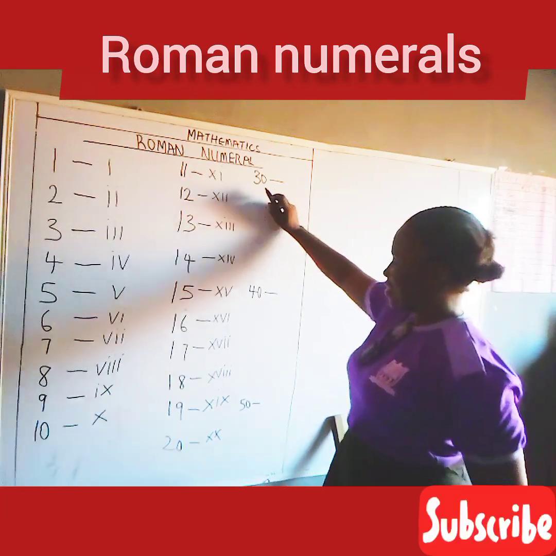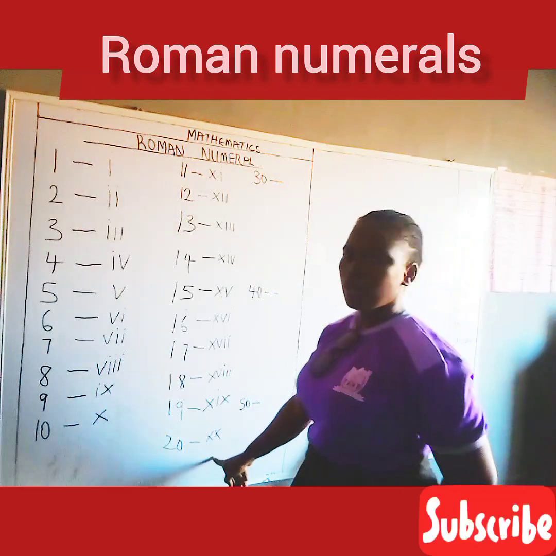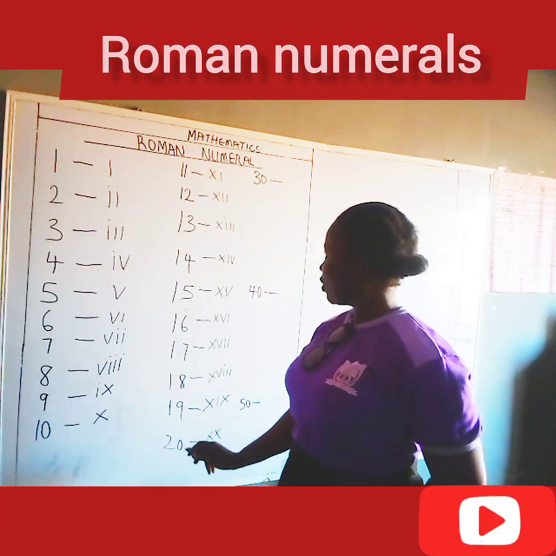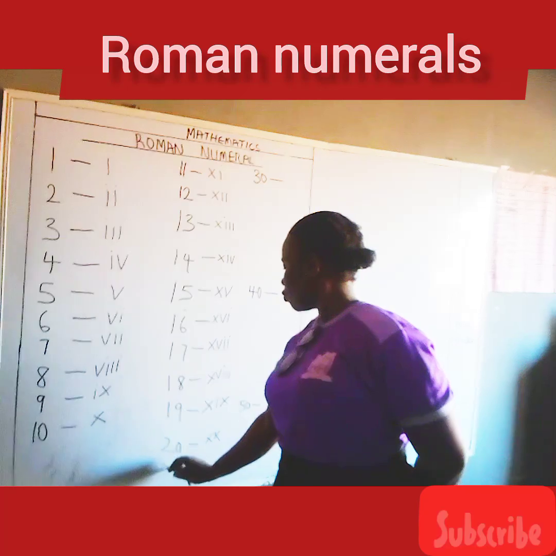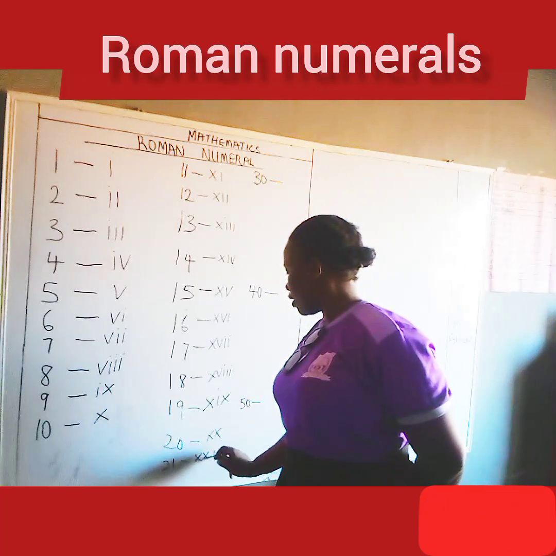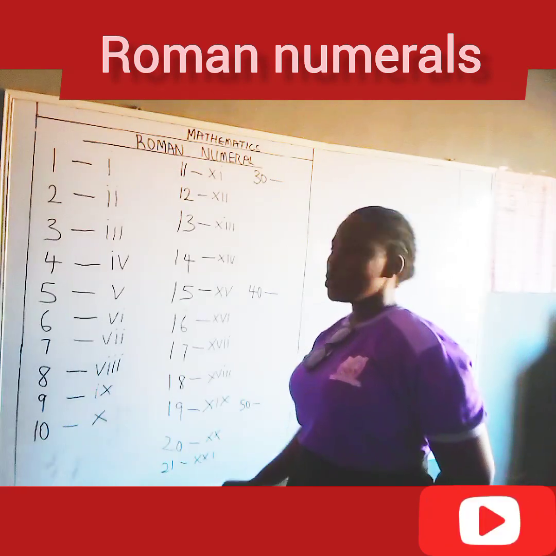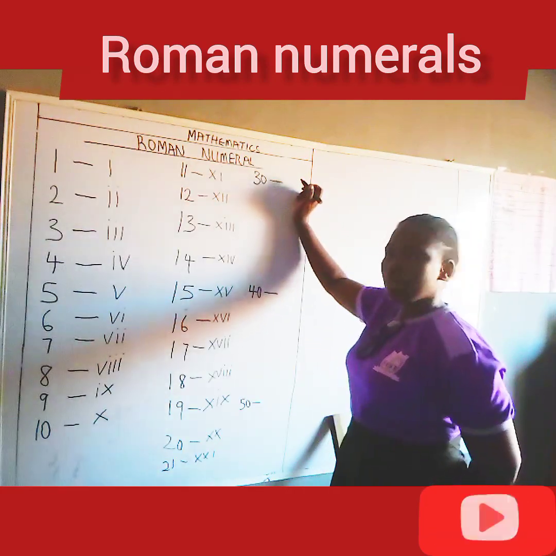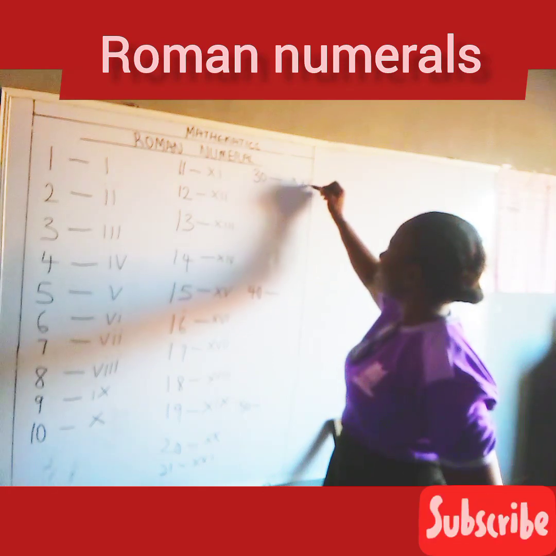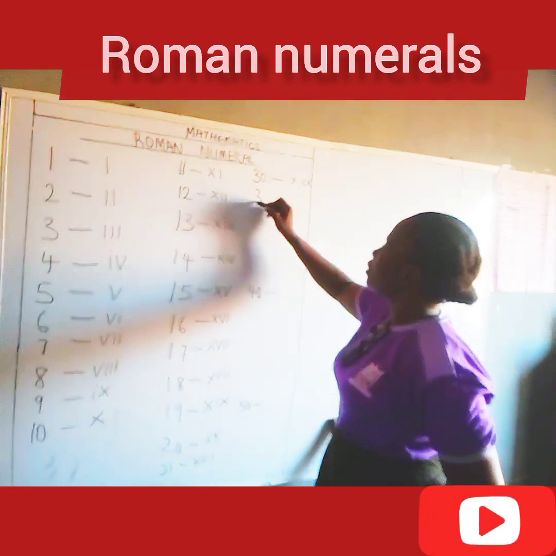Now let's go to 30. 21 will be what? Okay. If you say 21 is XXI, you're correct. Do it up to 30. What will 30 be? 30 will be X, 10, X, 20, X, 30. Then what will 31 be?